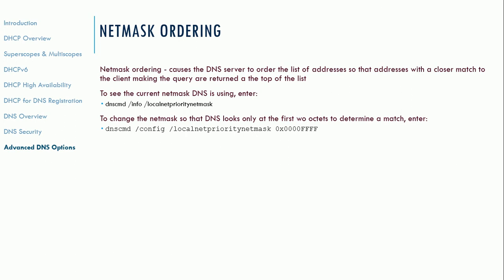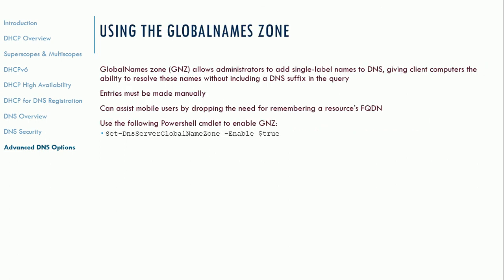That way, because by default, most DNS clients are just going to use whatever comes back first in that list, and if that fails, they'll try the second one and so forth. So it's best if the one that you want to try first is at the top of the list. So that's what NetMask ordering does for us.